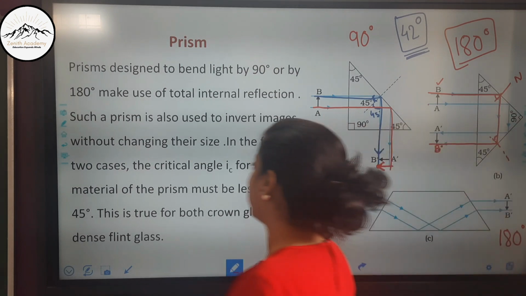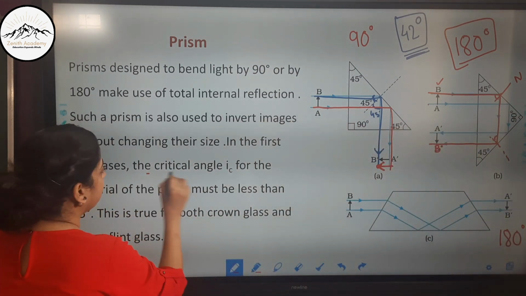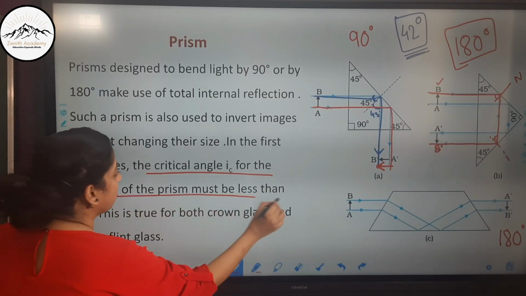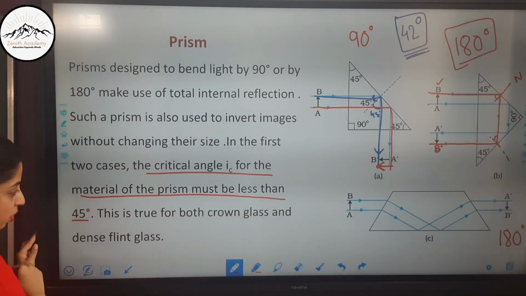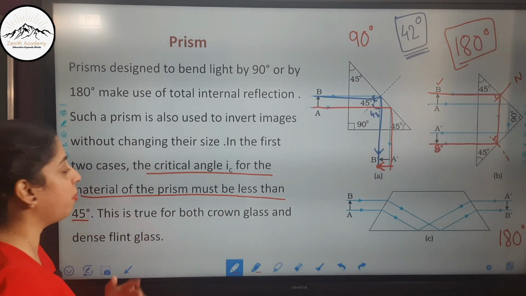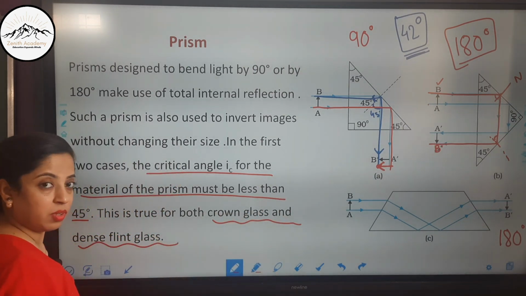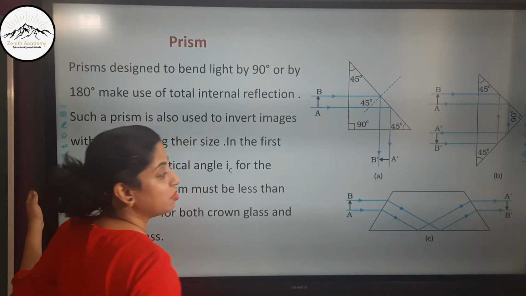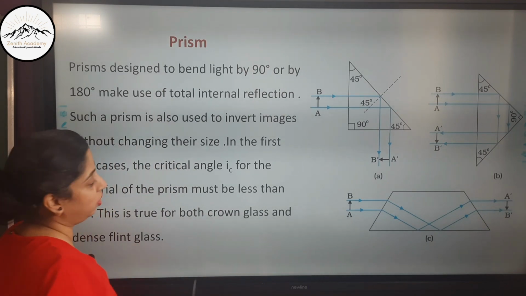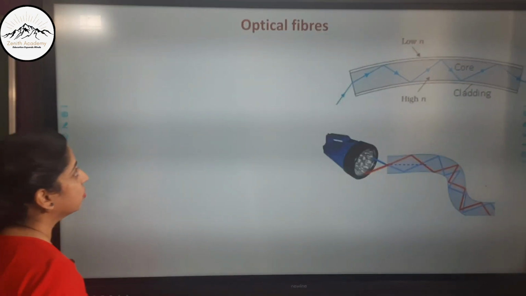So in both of these cases, you should remember that the critical angle for the material of the prism must be less than 45. And this is true for which type of prism? For crown glass and dense flint glass. Okay. This is how prisms make use of the phenomenon of total internal reflection.